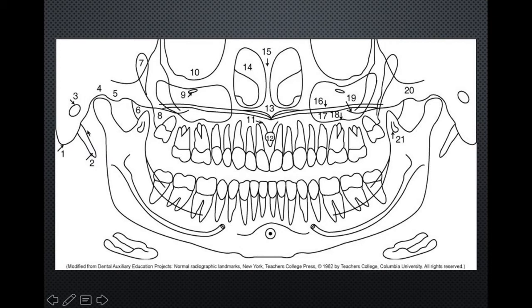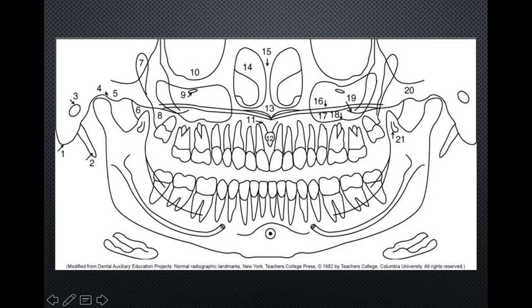Number 2 here, we have our styloid process. The styloid process is another projection of the temporal bone, and this is also going to appear radiopaque. Number 3 is our external auditory meatus. So this is a passageway through the ear. If it's a passageway, this is going to appear more radiolucent.